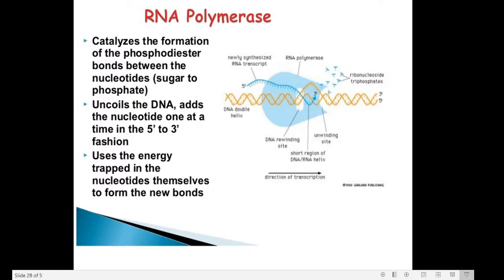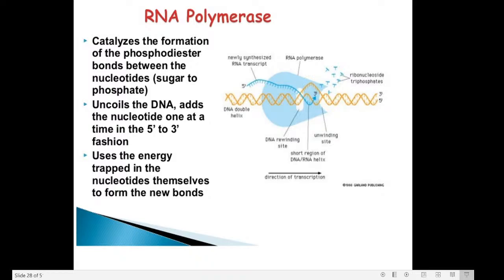Then in this elongation process, the RNA polymerase plays a major role. Why do we need the RNA polymerase? This RNA polymerase catalyzes the formation of phosphodiester bond between nucleotides. So this RNA polymerase uncoils the DNA. This is a very important thing.